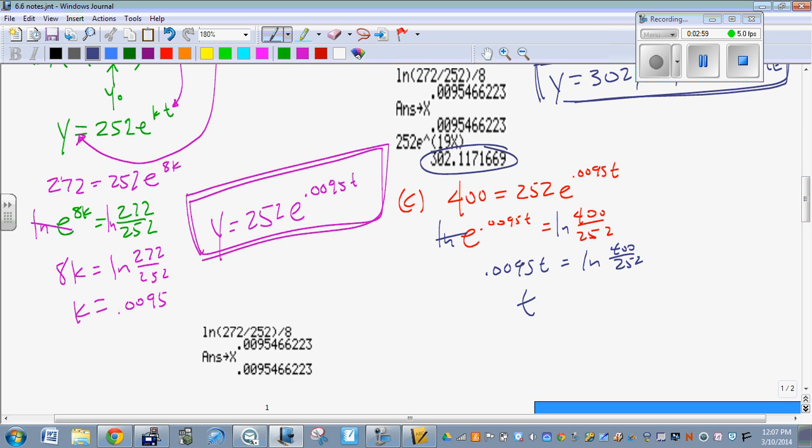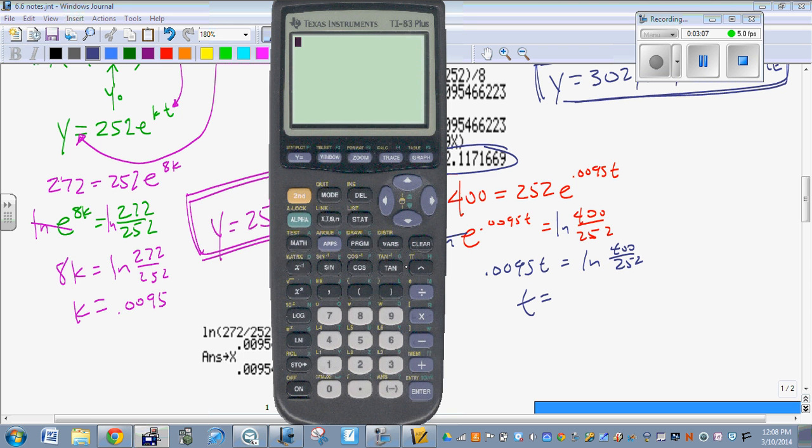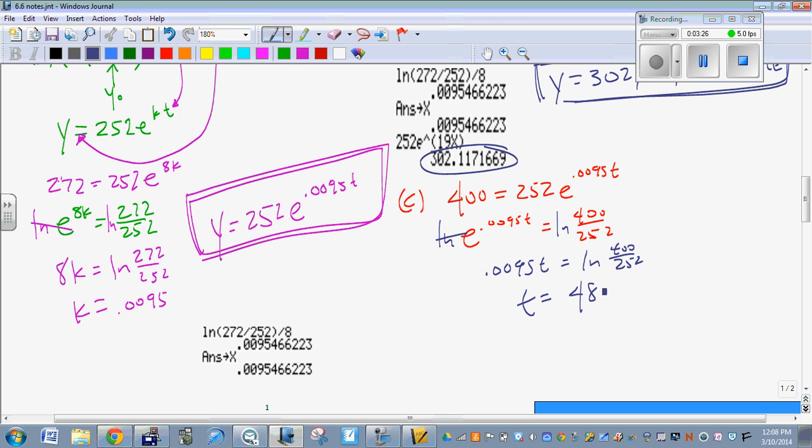And then to find t, we're just taking this natural log divided by 0.0095, but again, use that whole decimal, so I have it stored in for x. So I'm going to do natural log of 400 divided by 252, close the parentheses, and then I'm dividing by x. So I get 48.39 or so, 48.4. So we can round that to 48 years. So that's at 48 years. Remember we started at 1980 plus 48 years later. That would be the year 2028.